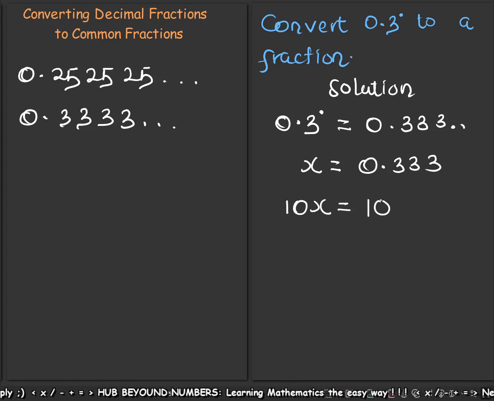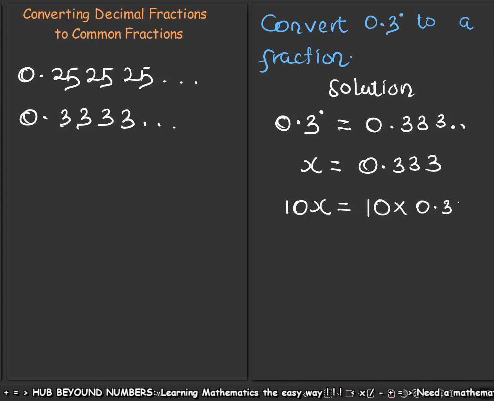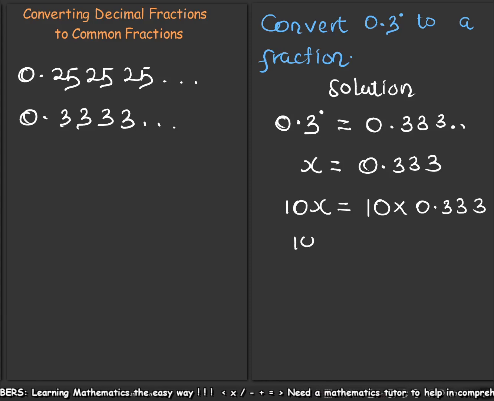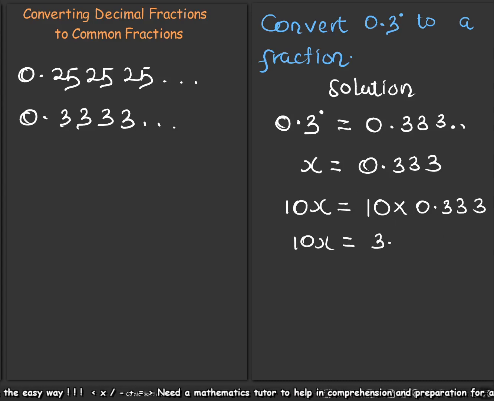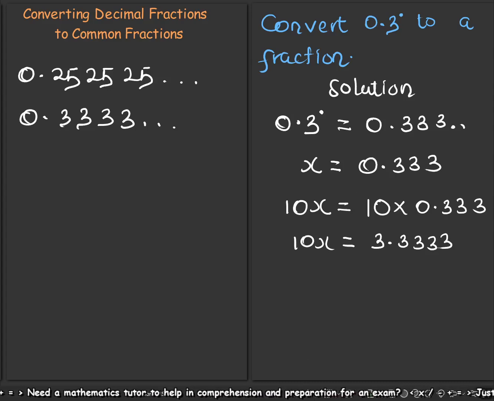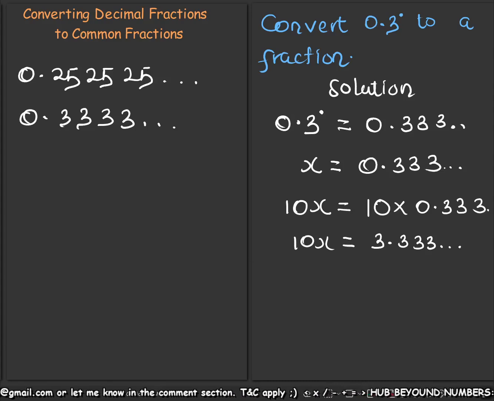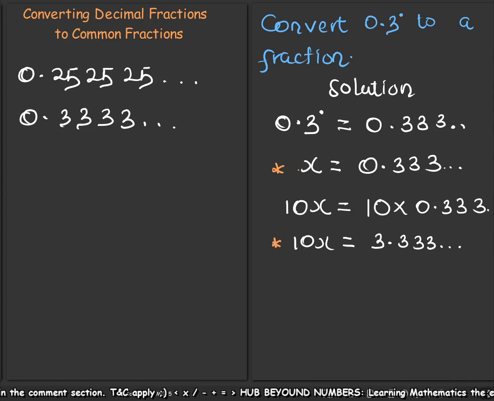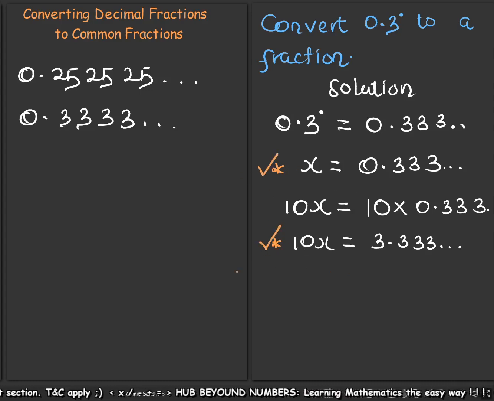So 10 times x becomes 10x, and 10 times 0.333 gives us 3.333, still with the 3 repeating. You get it? Now what we want to do is take our initial equation and subtract it from this one over here. What do I mean by that?